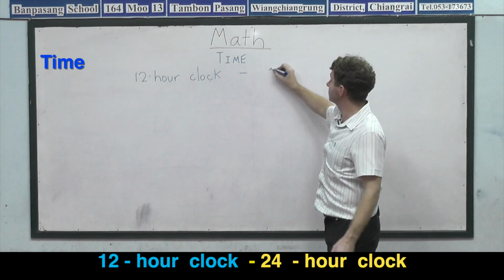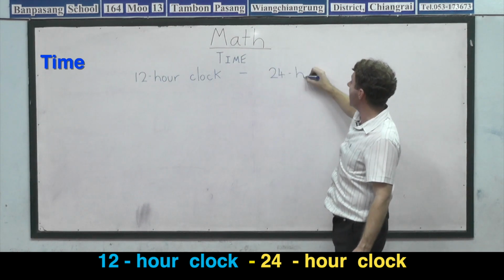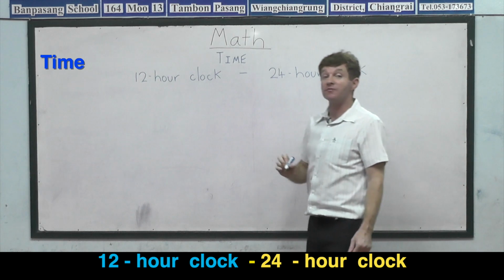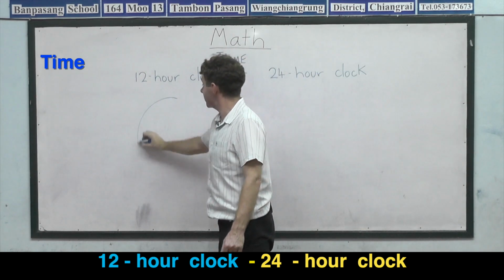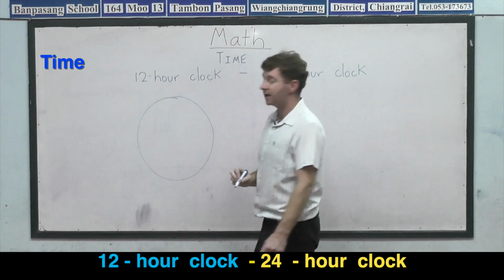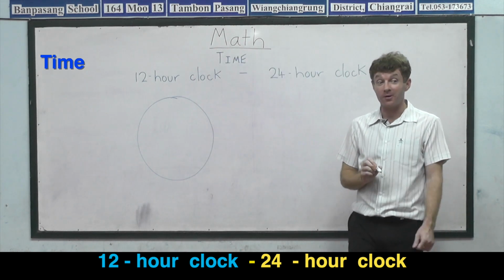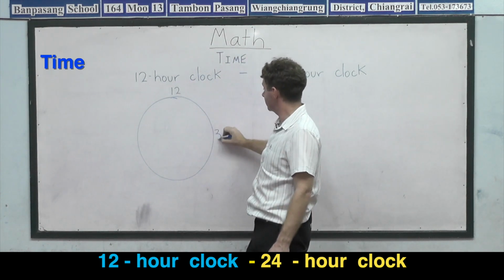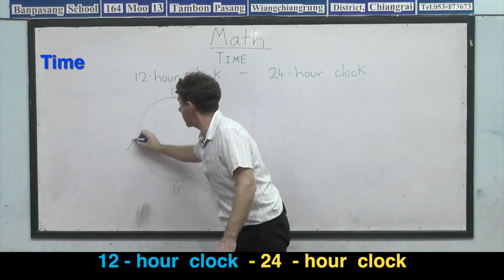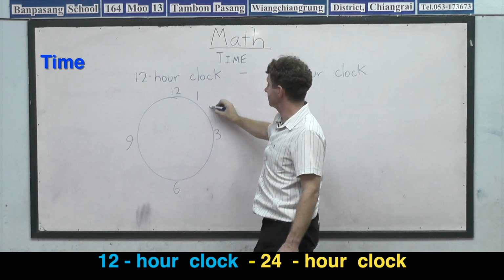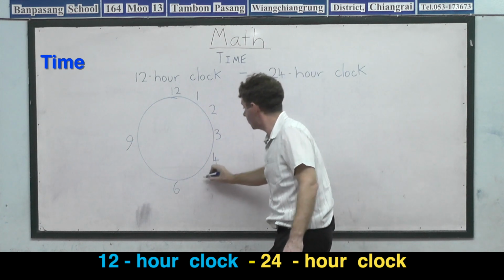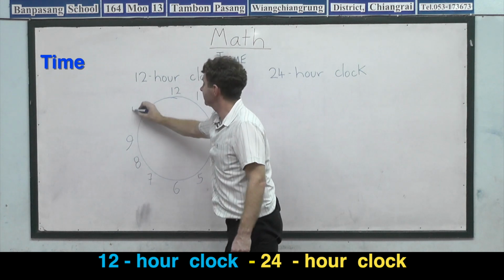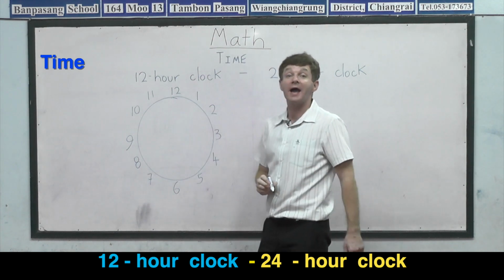Excellent. The next one was the 24-hour clock. So, a 12-hour clock looks like this. It has a round face. How many hours will be on the 12-hour clock? 12. So we will write 12, 3, 6, 9. And then 1, 2, 3, 4, 5, 6, 7, 8, 9, 10, 11, 12.